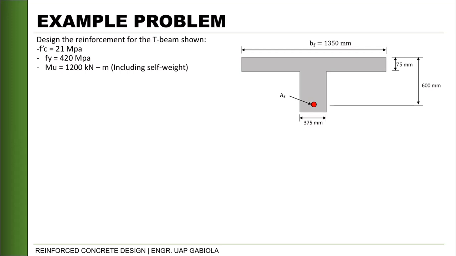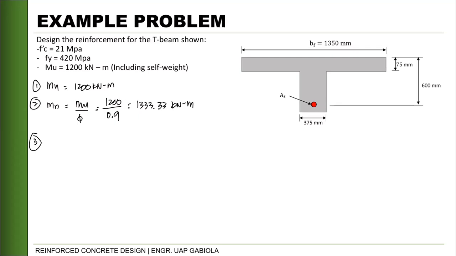Okay? So the first step is to identify the Mu. Fortunately, in this problem, it is given. So proceed to step 2. Step 2 is using Mn, assuming yielding or tension controlled. So 1,200 over 0.9, that is 1,333.33 kilonewton meter.